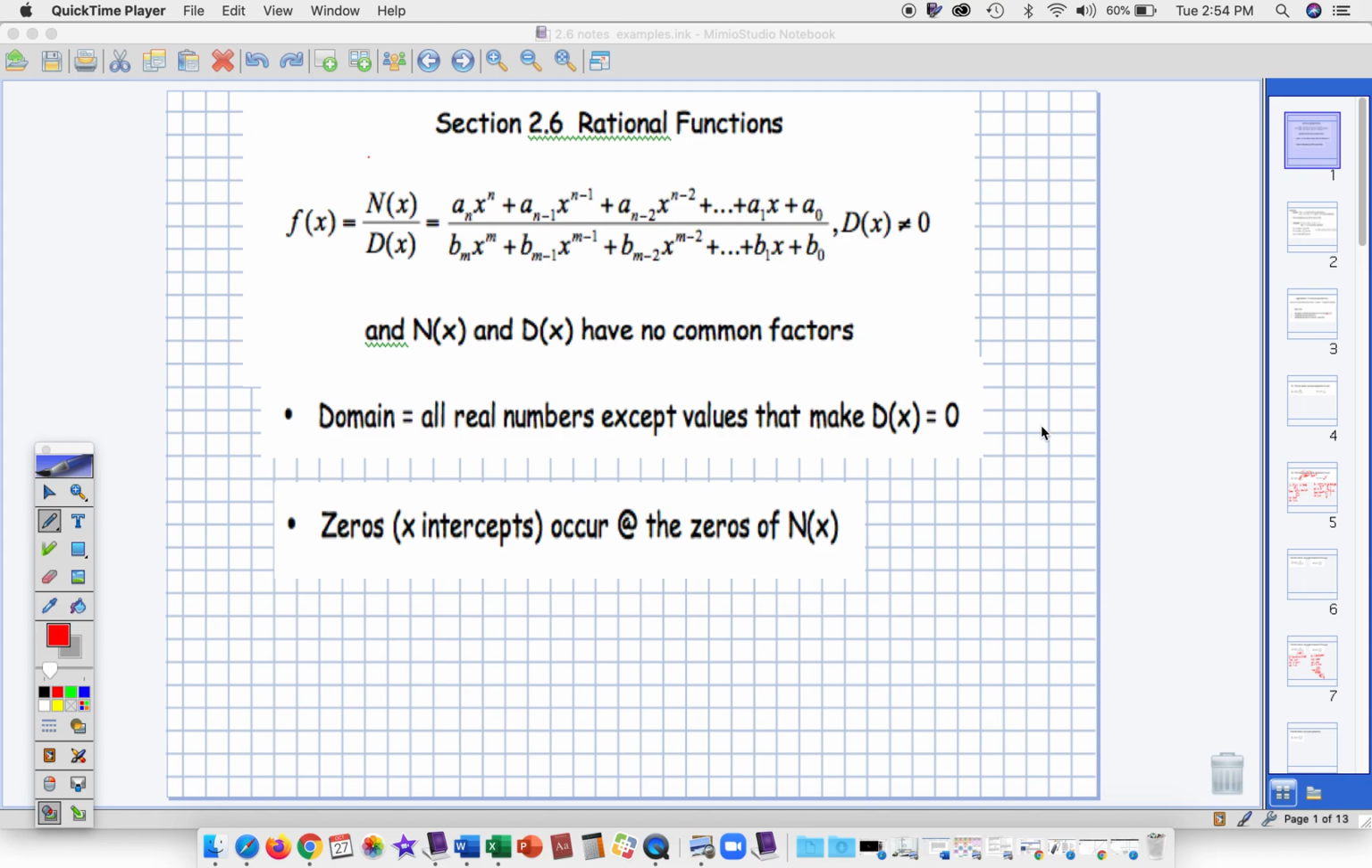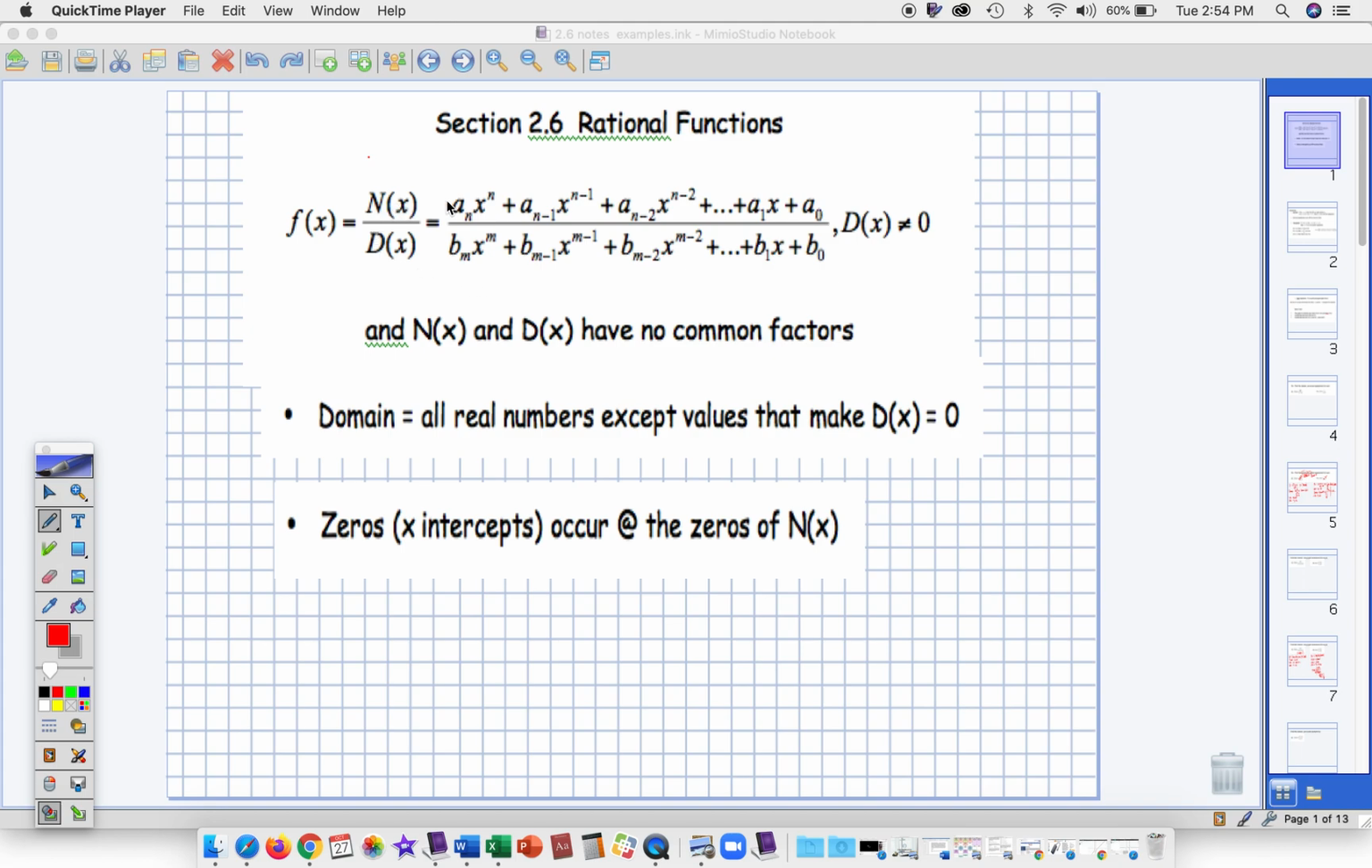Hello, Pre-Calc Excel students. Welcome to Lesson 2.6 on rational functions. What we're going to look at in this section is how to graph rational functions. So here's the standard form of a rational function.